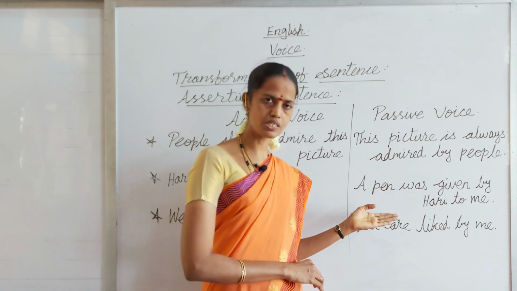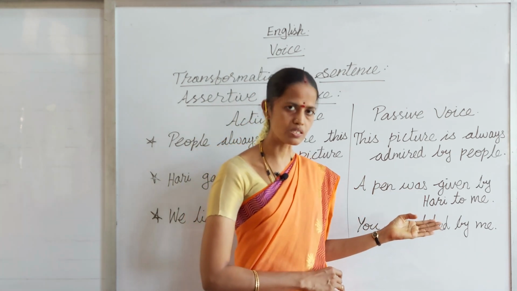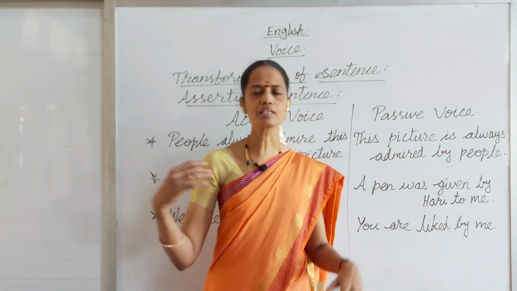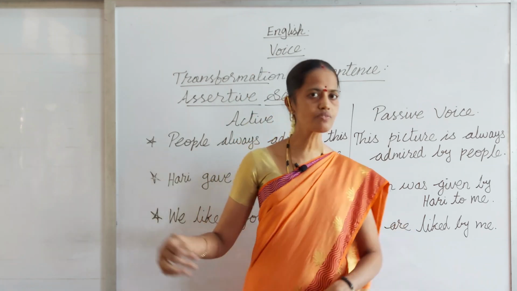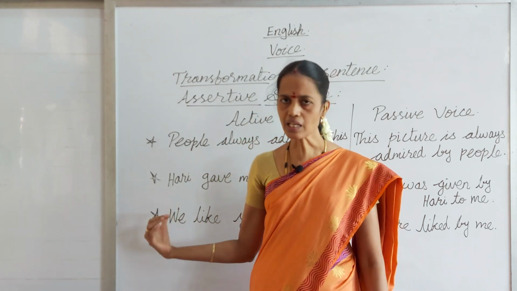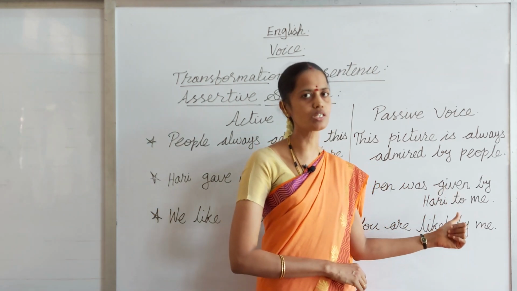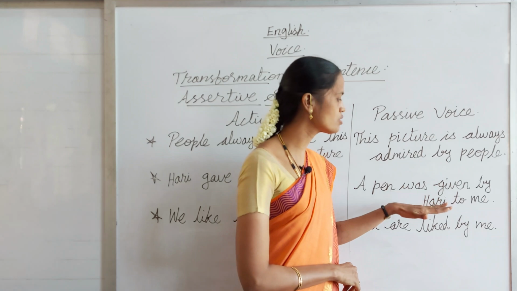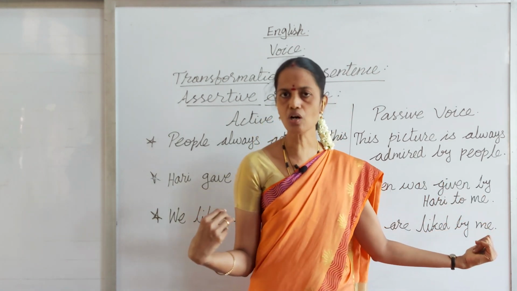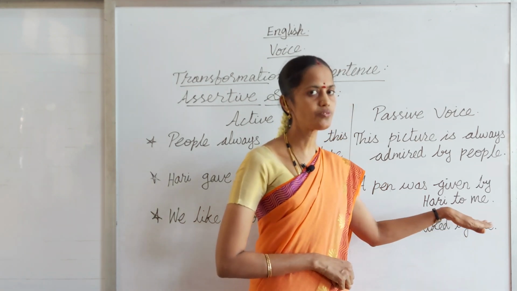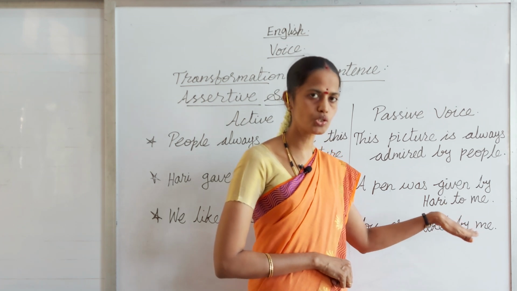Here the subject is singular, so we introduce the be form "was." Then the third form of the verb give, "given." Then what about the other object? We have the indirect object, and we have to mention that here too. Before that, I have used "by Hari." Then the indirect object also has to be used here. Before mentioning that indirect object, I have used the preposition "to."